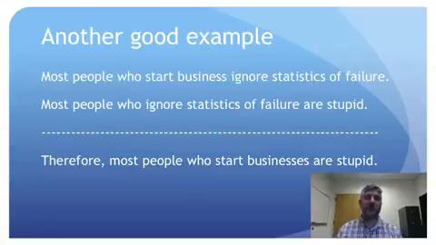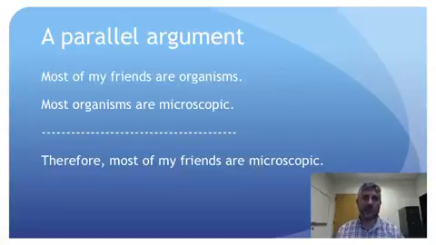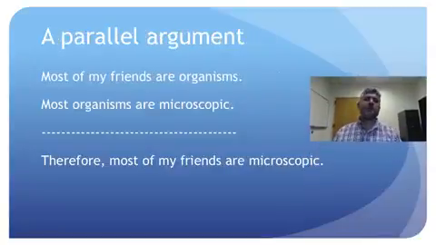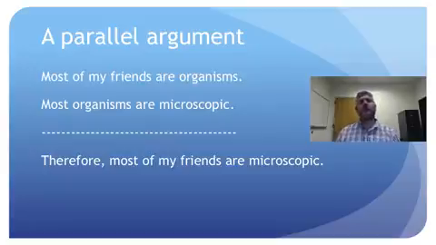Just showed that by means of parallel reasoning, by finding a parallel argument that has exactly the same form, but it's clearly a fallacy. So since this parallel argument is clearly a fallacy, this earlier argument about ignoring statistics of failure must also be a fallacy. Okay. Now, refutation by parallel reasoning doesn't always work. Sometimes we get results that are unclear or don't show what we were trying to show.